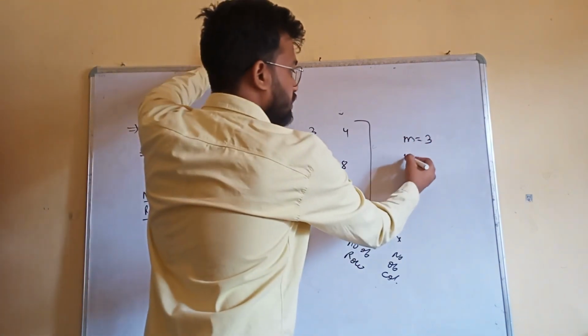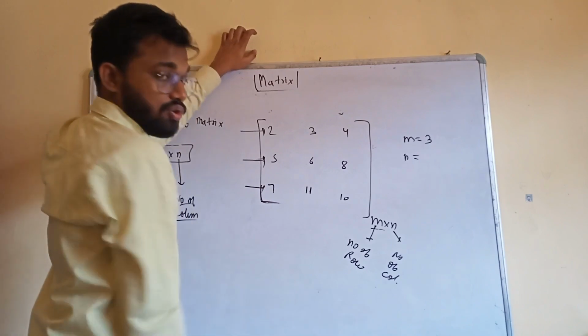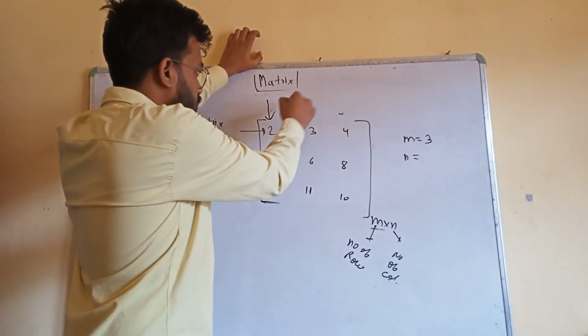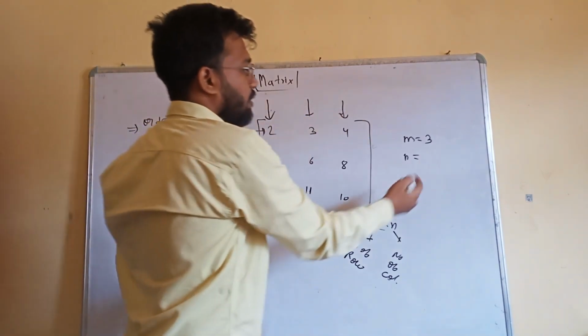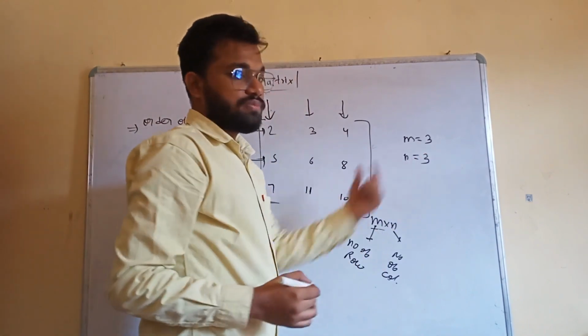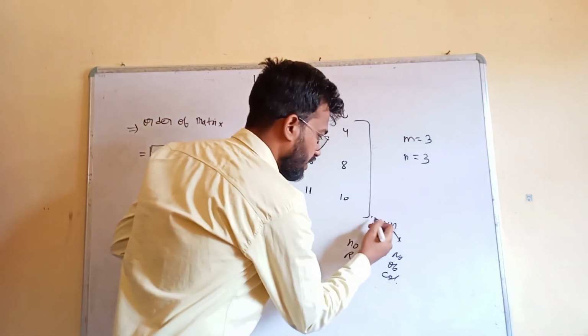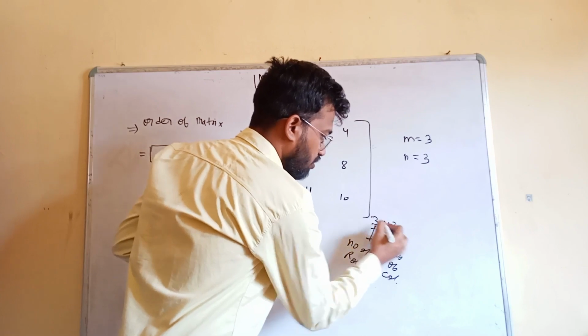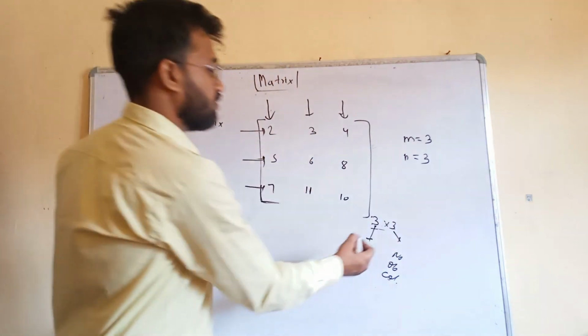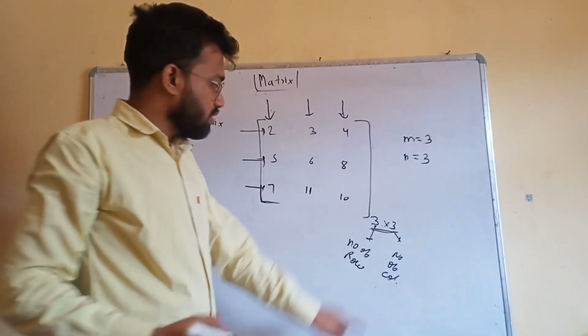Now n, what is n? N is the number of columns. So we are going to count the columns. First column, second column and third column. How many columns does it have? 3 columns. So what is the order? Instead of m, we are going to write 3. Instead of n, we are going to write 3. So this matrix has 3 cross 3 order.